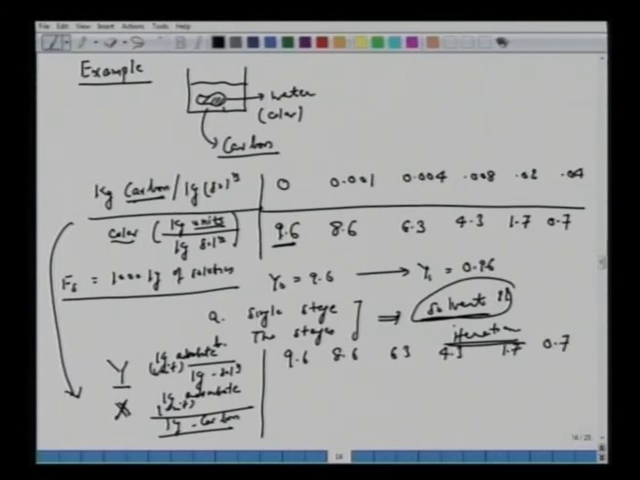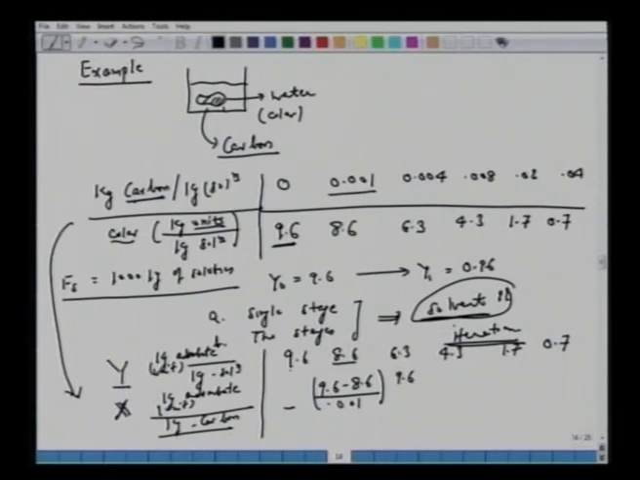The first, of course, we leave it like this. Now 9.6 has become 8.6 after we added 0.001 kg of carbon. That means the amount adsorbed is 9.6 minus 8.6 divided by 0.001. So this would be the first data point which is in equilibrium with this liquid phase. Similarly, we have 6.3 here.